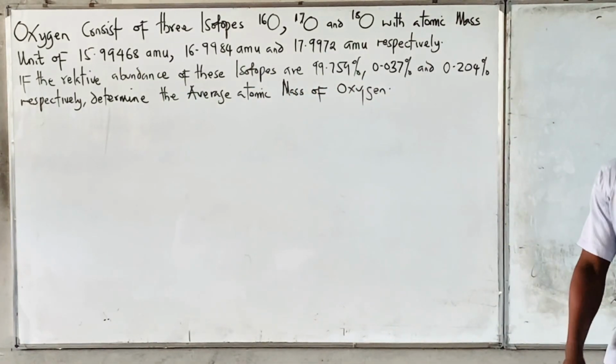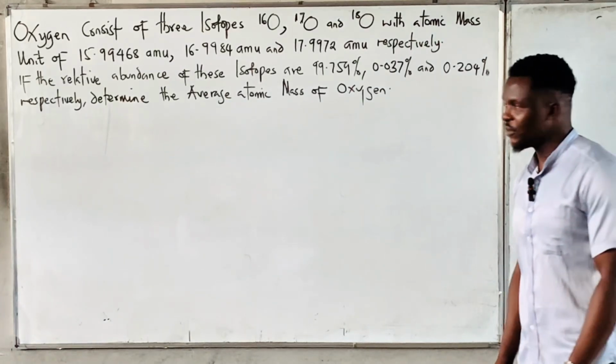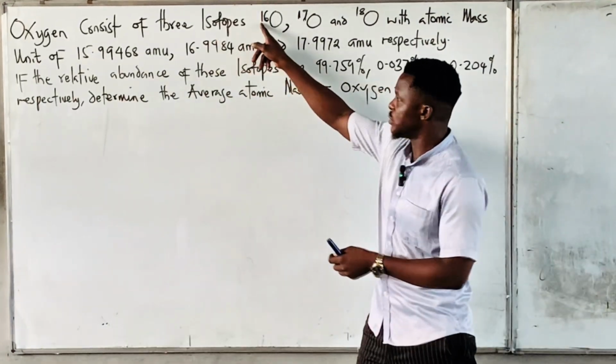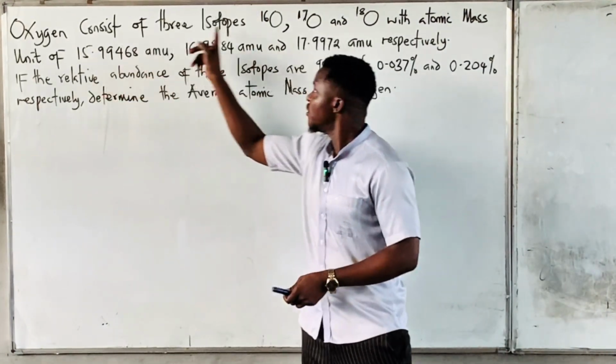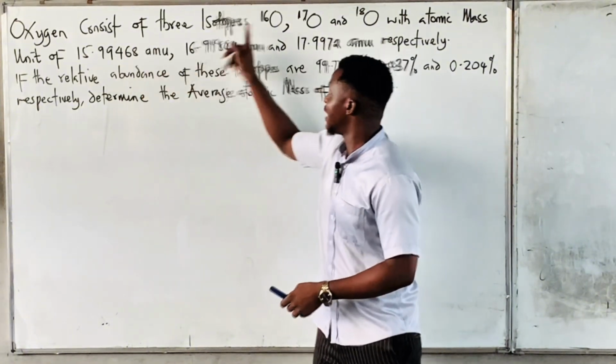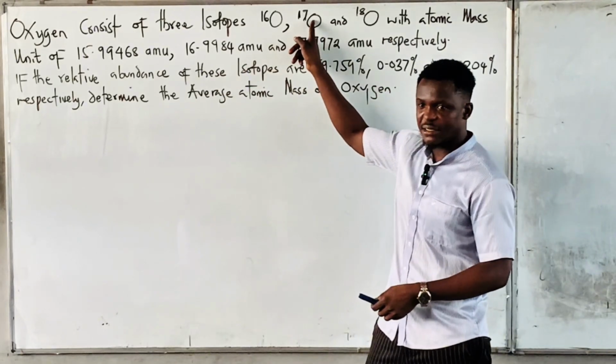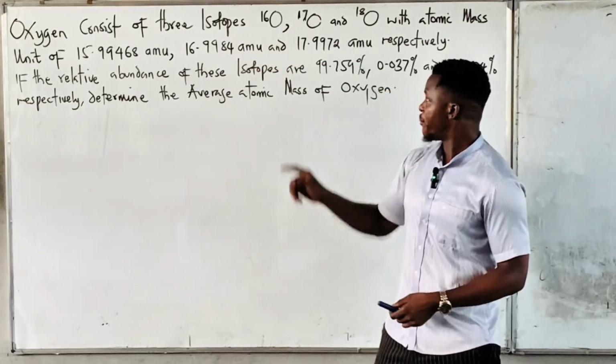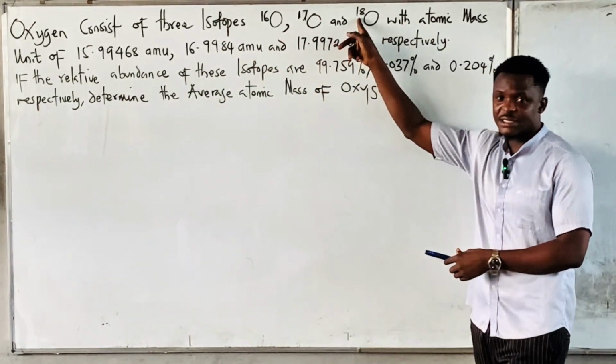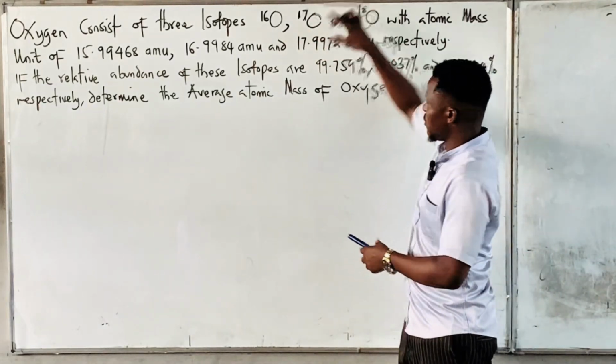Now look at this question here. I decided to give us the one that has 3 isotopes to correspond to this. If you approximate 15.99, you get 16. That means this mass is for that of this guy. If you approximate 16.99, you get 17. That means this is for this. If you approximate 17.99, you get 18. That means this is the mass for this third guy.